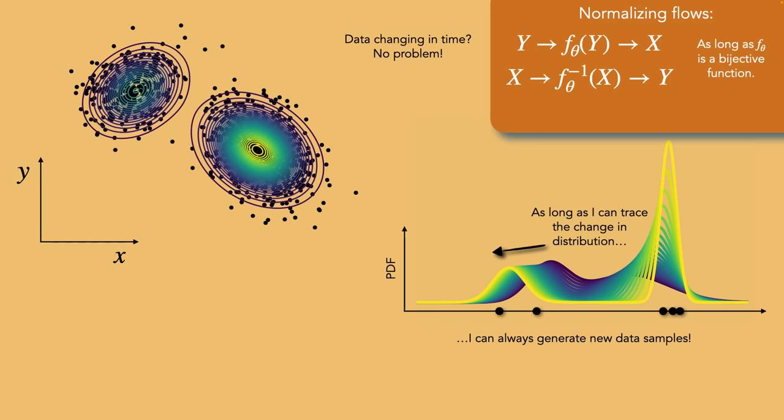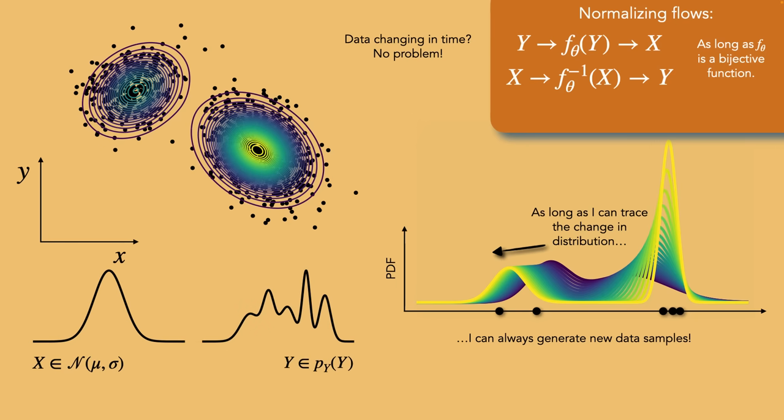And as long as f theta is a bijective function, we can invert this transformation. And we now generate a new data point x from the simple distribution and apply the inverted map to generate a sample from the distribution of y. In other words, we start with samples of x and samples of y and learn to transform y into x, which is called a normalizing direction.